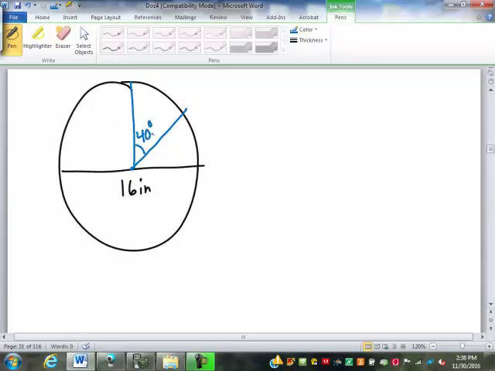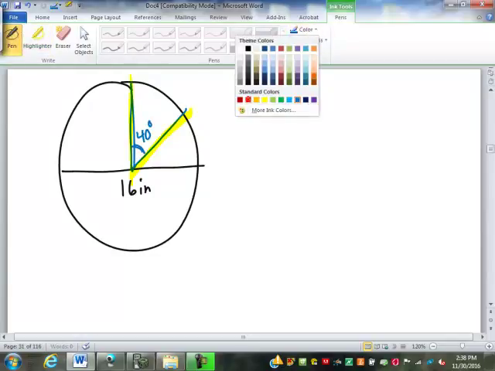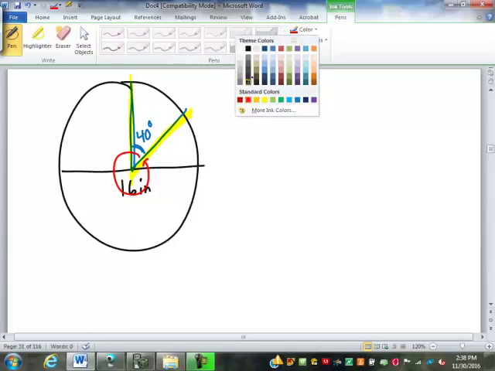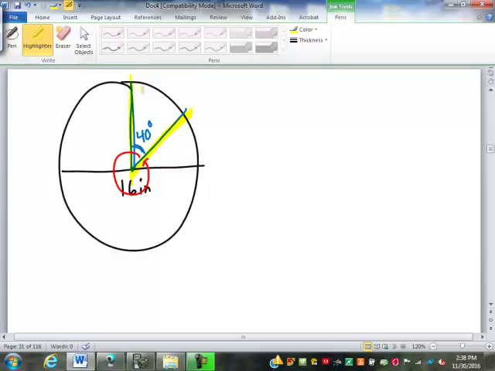It's 40 degrees. And notice the angle is measured at the center of the circle. We have one radius here, we have another radius here. The angle is the angle between the two radii. How many degrees is a full circle again? 360 degrees. So if I want to find the area of that piece, this piece right here, by the way, is what we refer to as a sector.